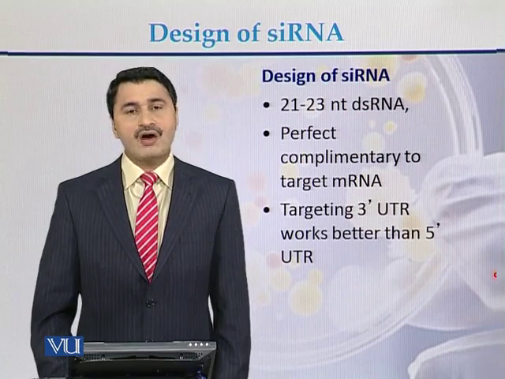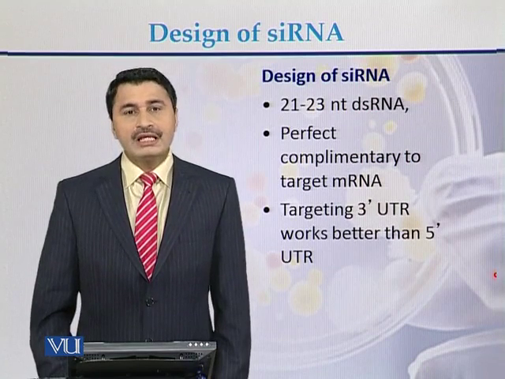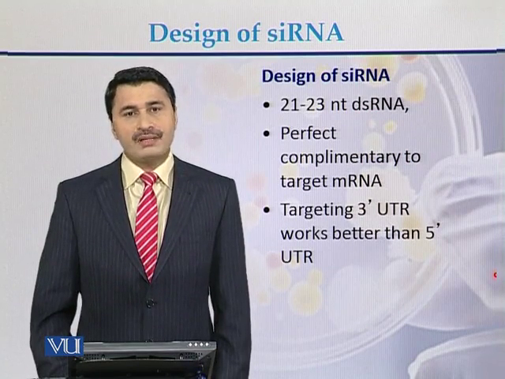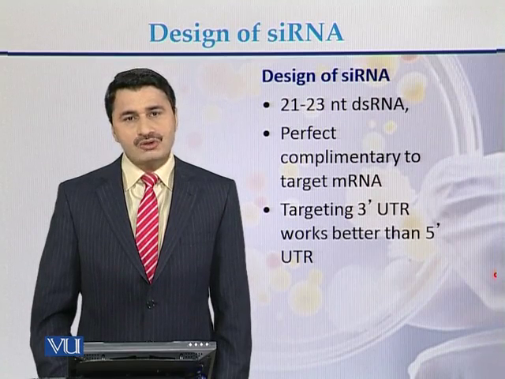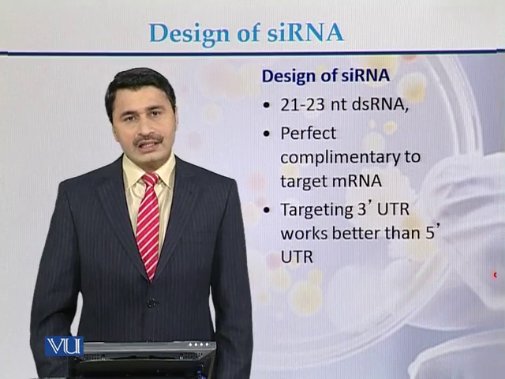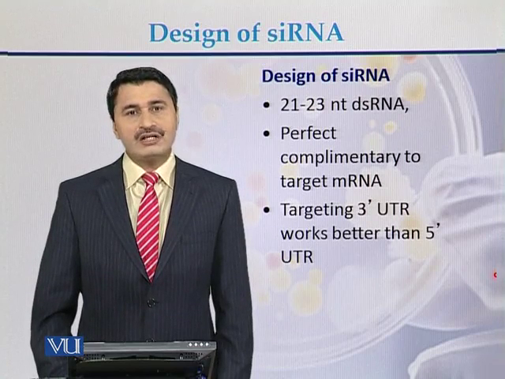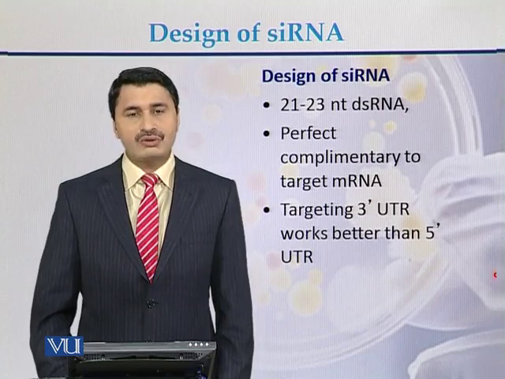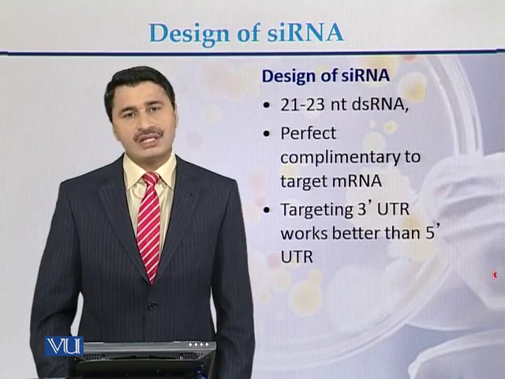So if we conclude about the design and mode of action of siRNA, it consists of 21 to 23 nucleotides of double-stranded RNA. It usually has perfect complementarity with the sequence of the messenger RNA. And when it targets the 3' UTR, it works better as compared to the 5' UTR region of the messenger RNAs.